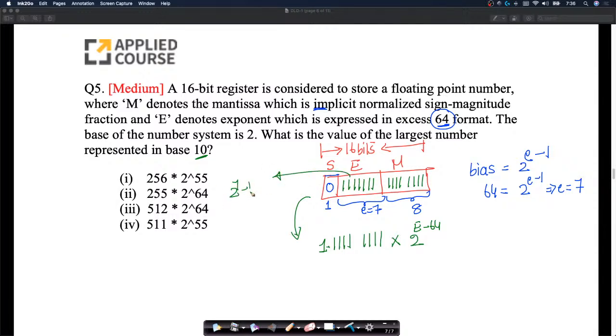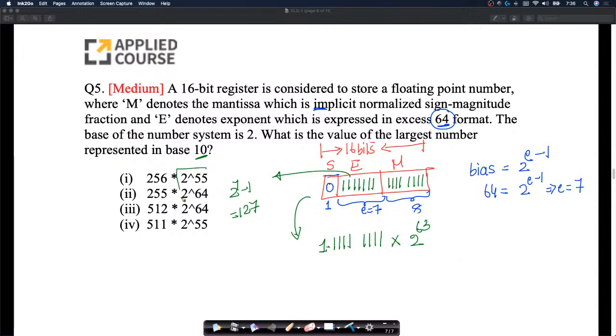It is equal to 2 power 7 minus 1, which is 127. So this is nothing but 2 power 127 minus 64, right? 2 power 127 minus 64. And what is this? This is nothing but 63, right? So this is nothing but 2 power 63. This is what you have.